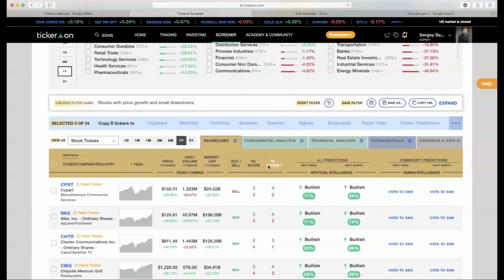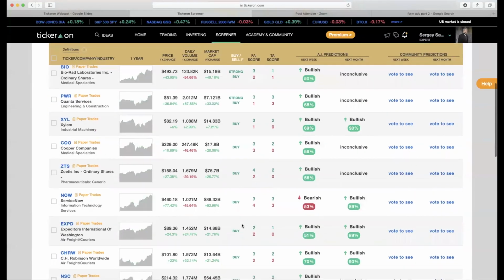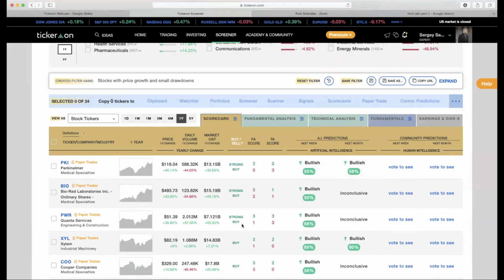But what I like to do is I like to sort by the buy-sell. And this is pretty much RAI analyzing all the factors, and using the proprietary algorithm, it's able to choose these stocks as strong buys. Now, some of you, especially if you're trading in today's market, might be thinking, well, this market's looking a little bearish.